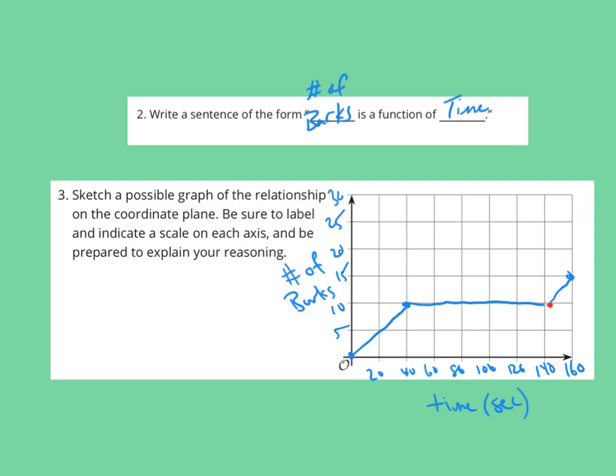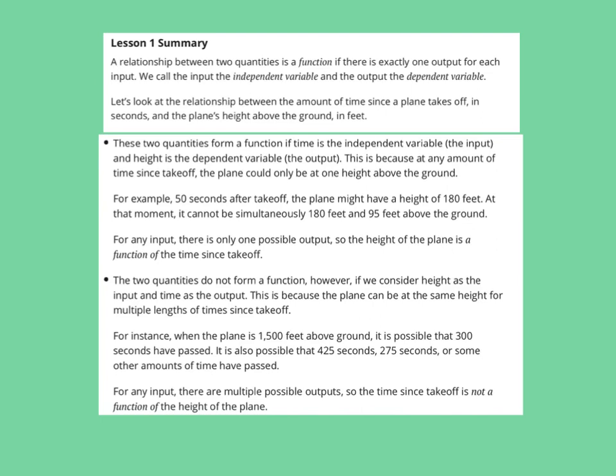But how many times did the dog bark here? None. The dog was quiet. How do I know? No increase in the number of barks throughout that duration. The dog barked for 140 to 160 seconds and from the first 40 seconds, right? And how do I know that's where it barked? Because there was an increase in the slope, which was an increase in the number of barks. So pretty straightforward situation here, right?